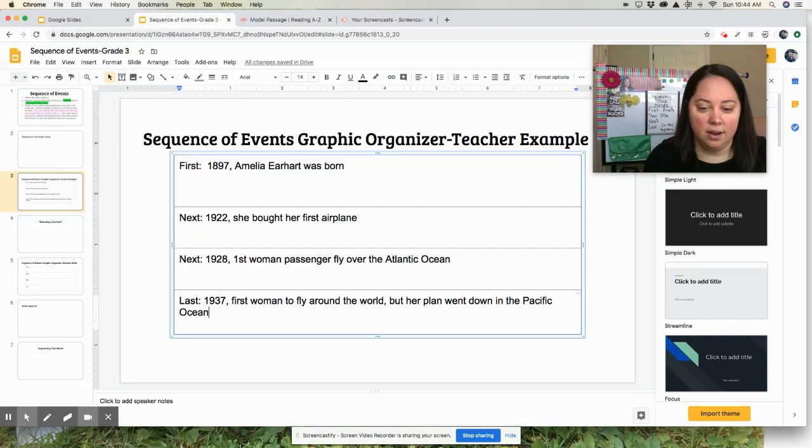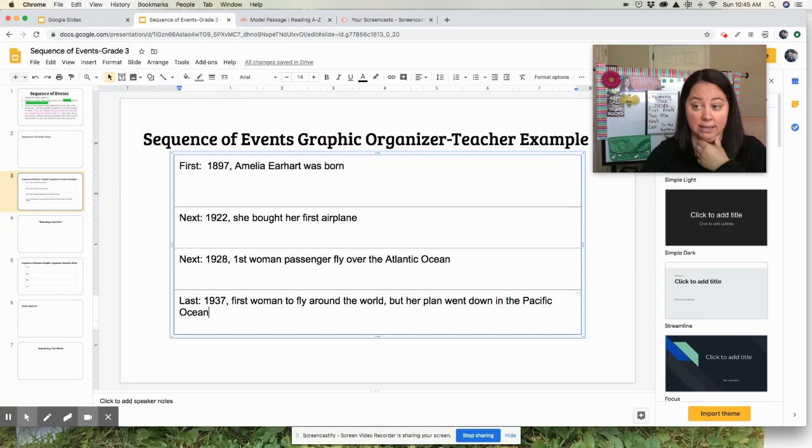Okay, good. All right. So here, I took that informational article that we read about Amelia Earhart, and we read it. We listened for our sequencing clue words. We looked for the dates, and here I moved them over and we organized them in chronological order in the graphic organizer.